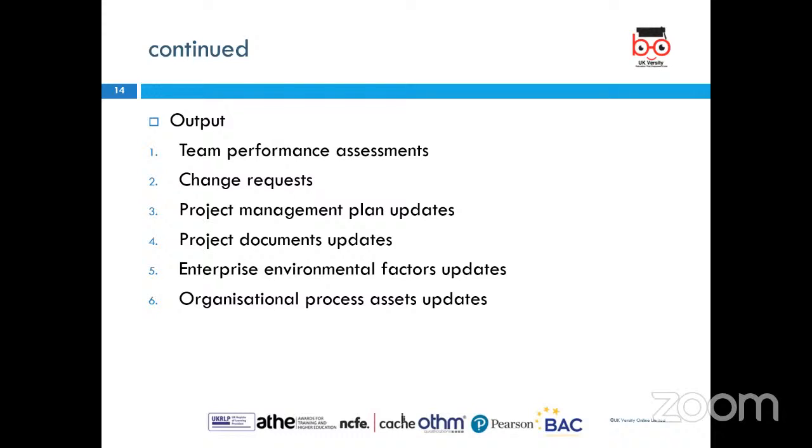Then the outputs that we'll receive would be a team performance assessment, change requests, which will occur by seeing what is going wrong and what has to be improved, change management plan updates, and project documents updates. Also, we're going to have enterprise environmental factors updates and organizational process assets updates.